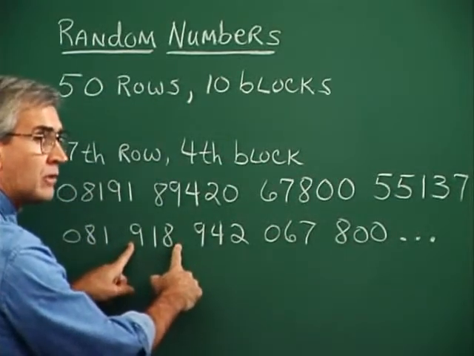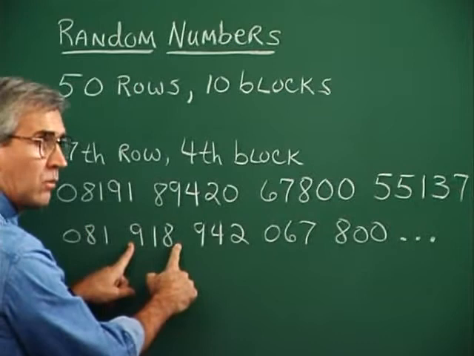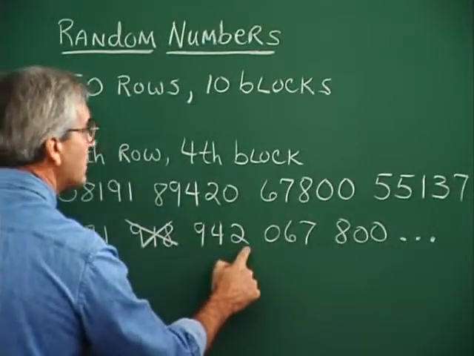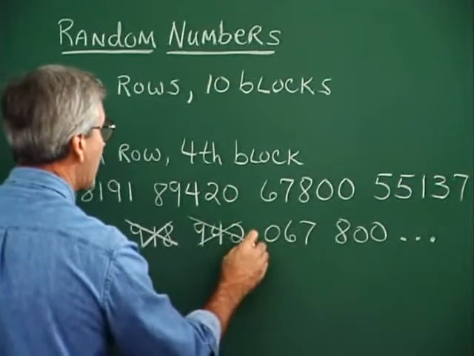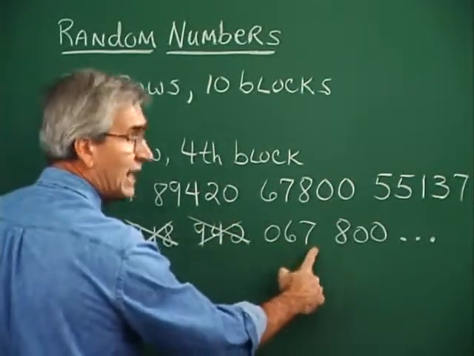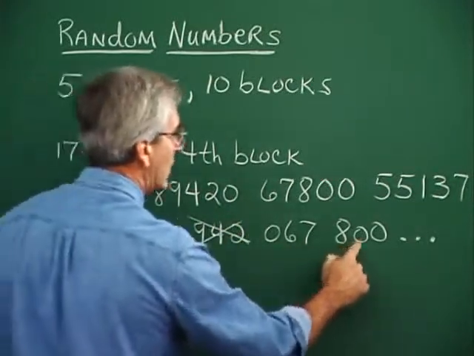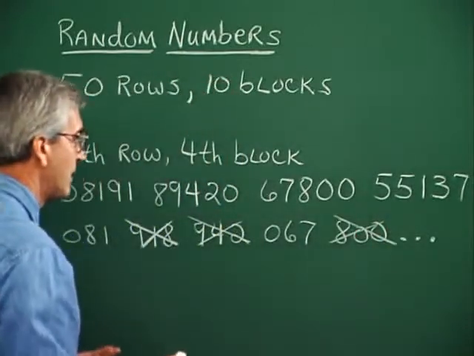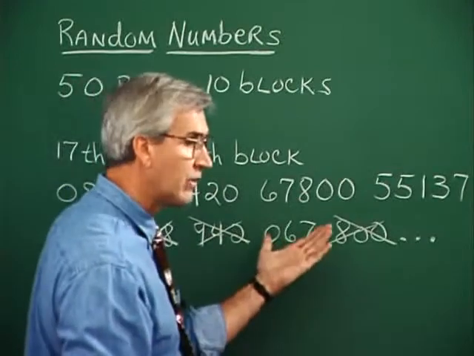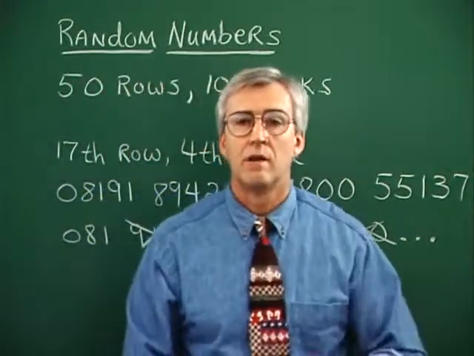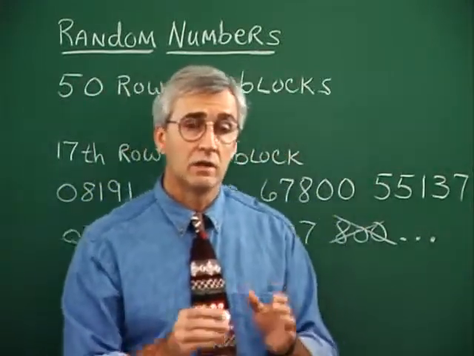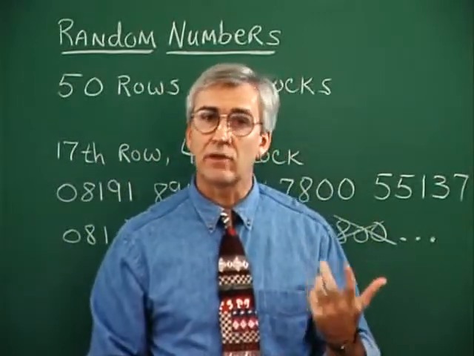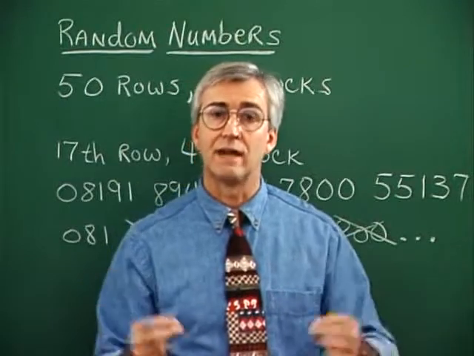Oh, our numbers for the automobiles only go from 1 to 500. So we eliminate this one. 942, we need to eliminate that one. 067, oh, that's number 67. 800, we eliminate that one. You see, any of them beginning with a digit of 6, 7, 8, or 9 need to be eliminated. But in this way, we could select randomly a sample of 30 automobiles from that list of 500.